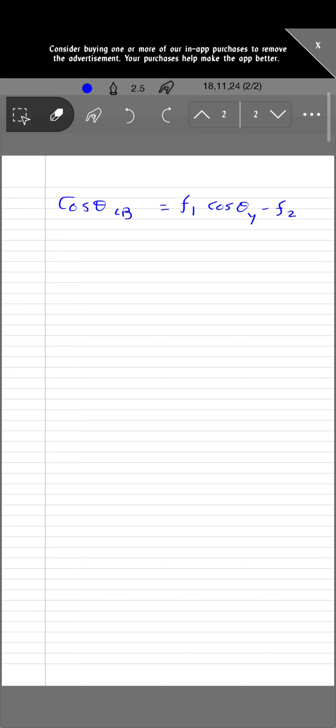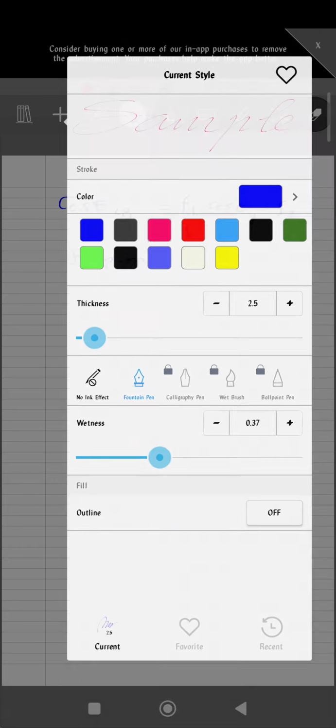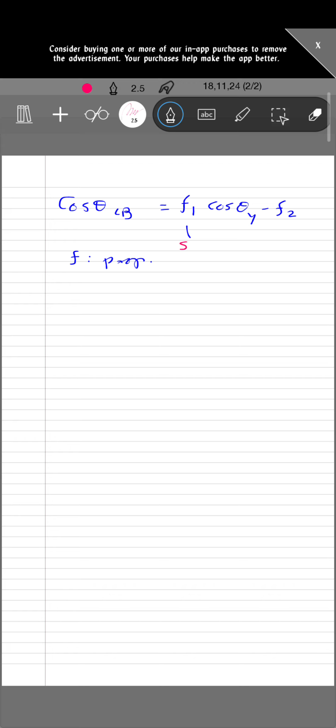Where F1 and F2, the F stands for the proportional contact, and F1 is for the solid-liquid surface, and F2 is for the gas-liquid surface. A gas-solid surface.